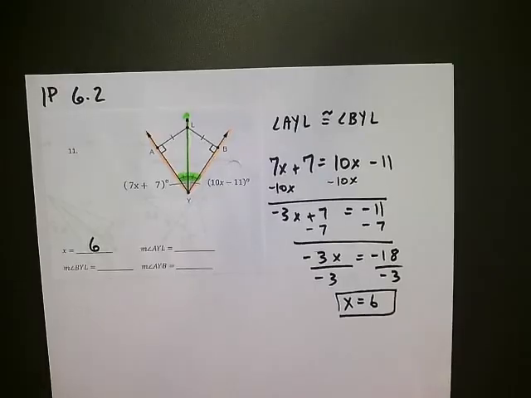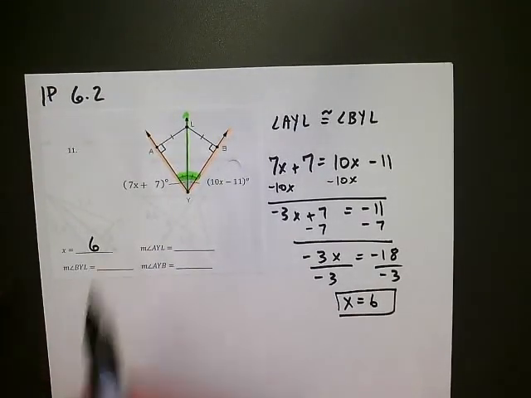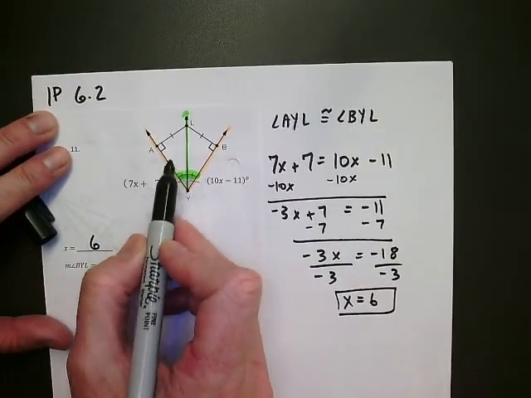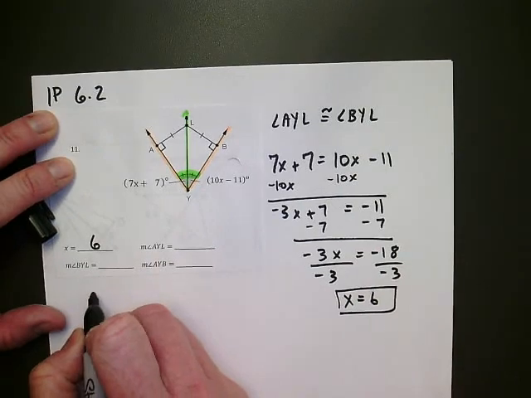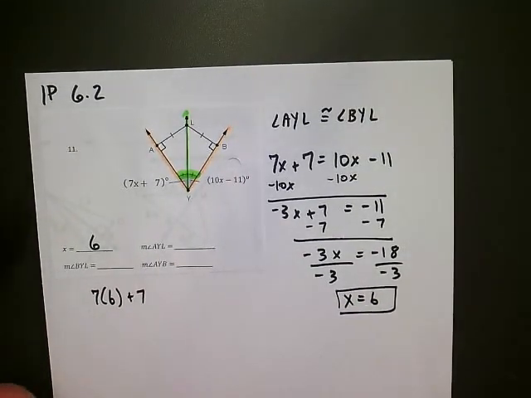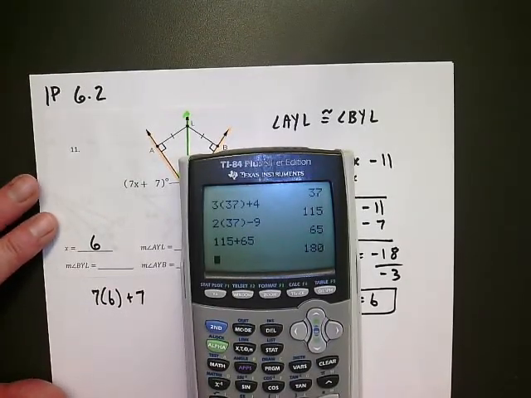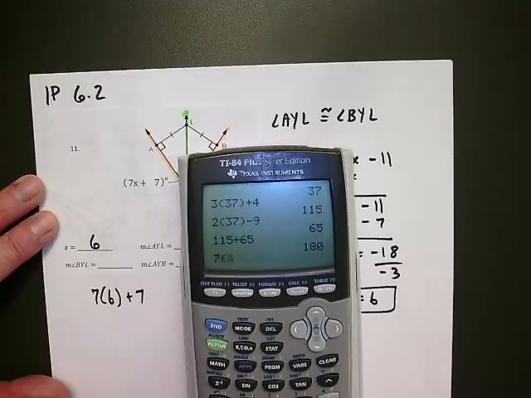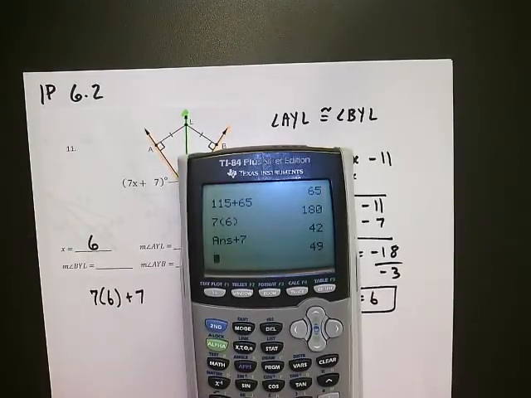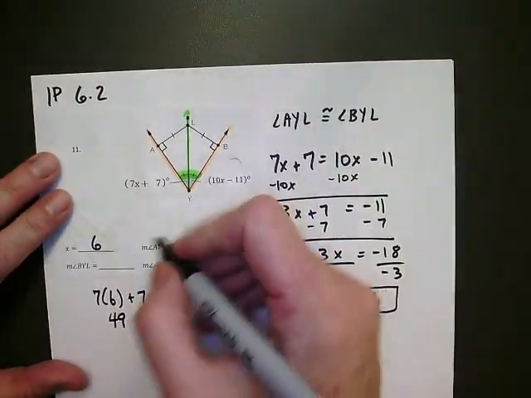Now I have to use the fact that x equals 6 to find out what all of these angle measures are worth. So the first one is AYL, A to Y to L. That creates this angle over here on the left. I'm going to do 7 times 6 plus 7. And 7 times 6, 42 plus 7. We'll just plug it in the calculator just to make sure. 7 times 6, 42 plus 7. That is 49. So my first main angle measure is AYL.